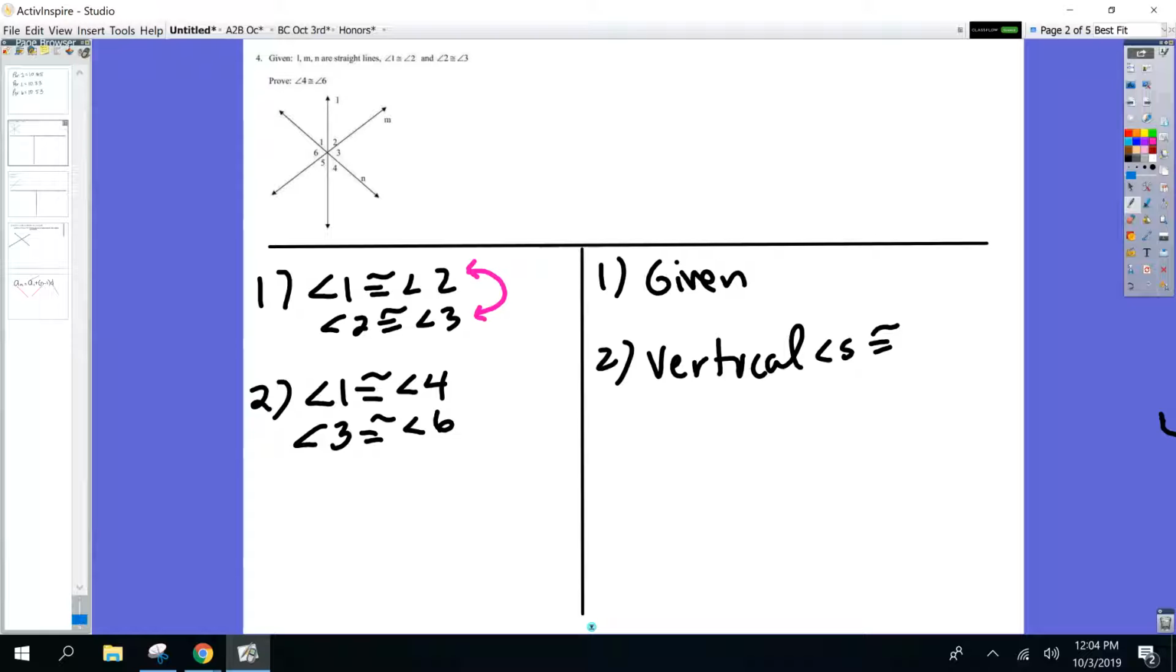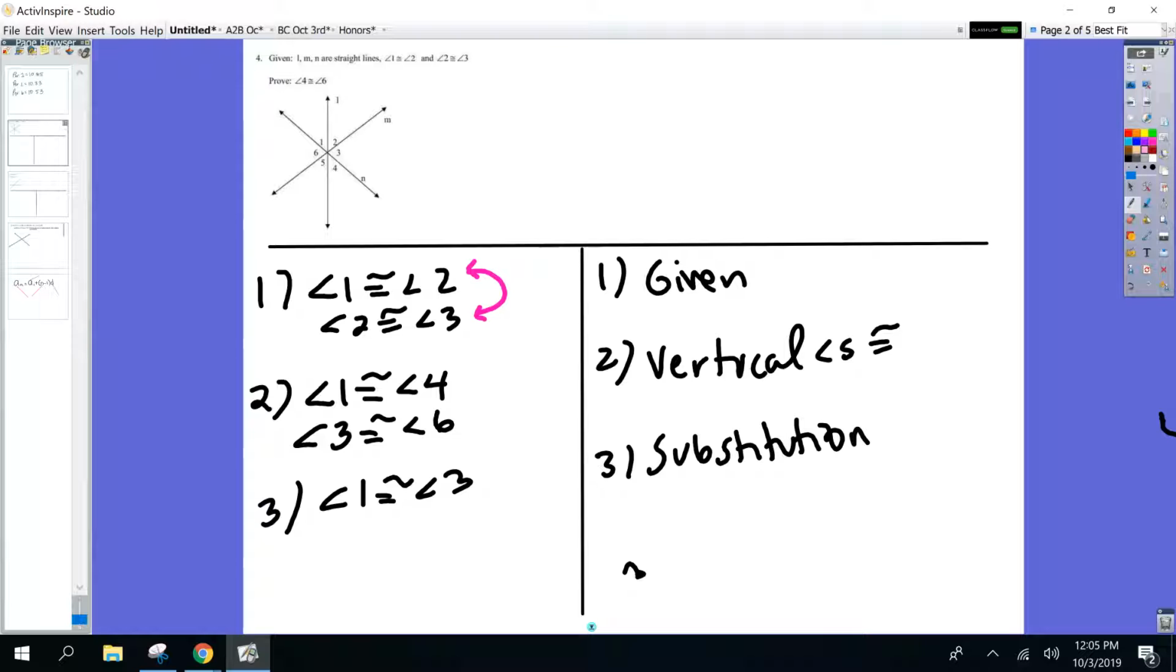All right, so if I know 1's congruent to 2 and 2's congruent to 3, somebody give me a conclusion then. 1's congruent to 3, and that is my first substitution here. Okay, I've used them. I'm not going to go back and use them for a second time. Once they're used, they're done.